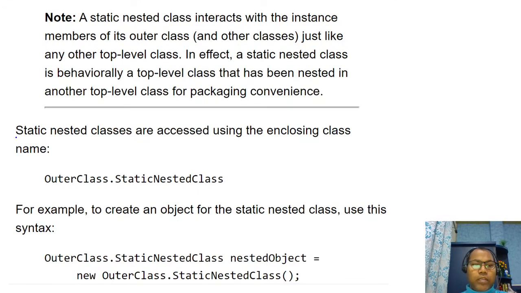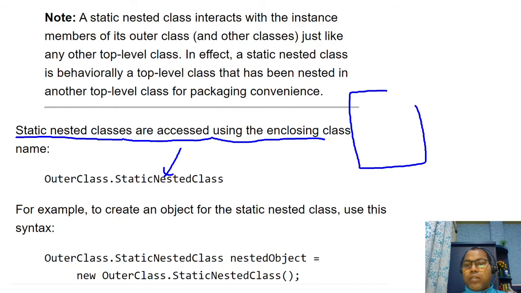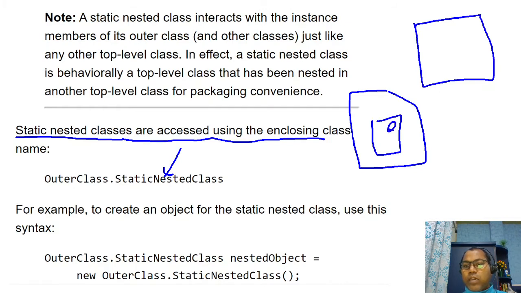Sometimes static nested classes are accessed using the enclosing class name. Let's say you want to access this static nested class, maybe in the main method or in any other top level class. Here is your top level class, and you define some nested class in the top level class. Here you want to access this class. So how to access it? Let's see, this is the top level class A, and this is B. You want to access C here. So how to access? You have to use the top level class A, then dot, and then C.